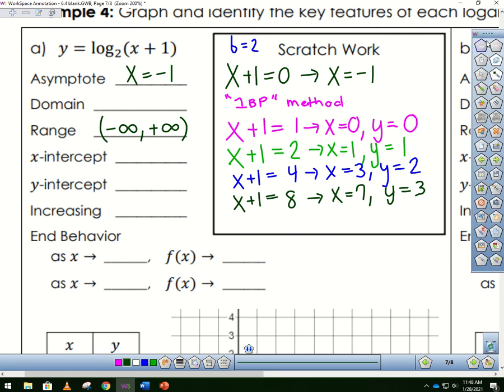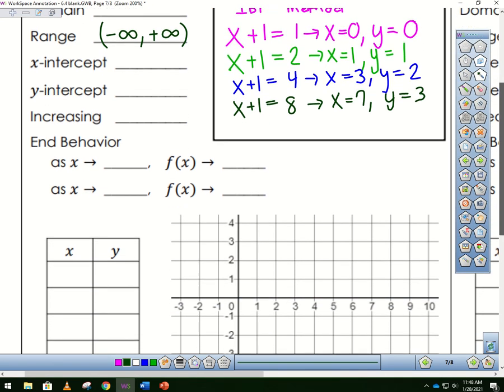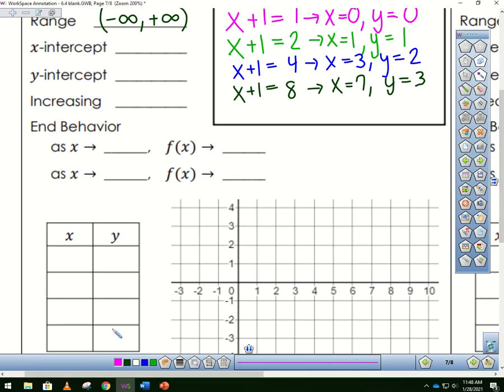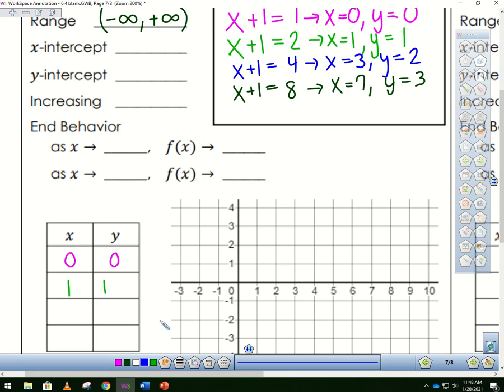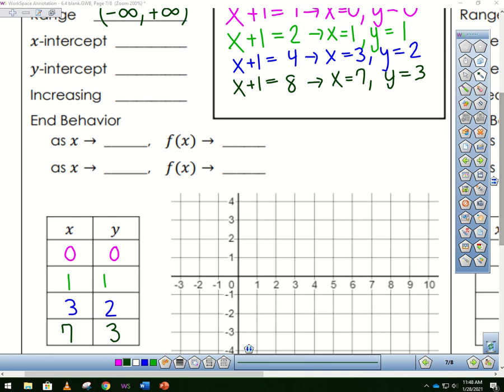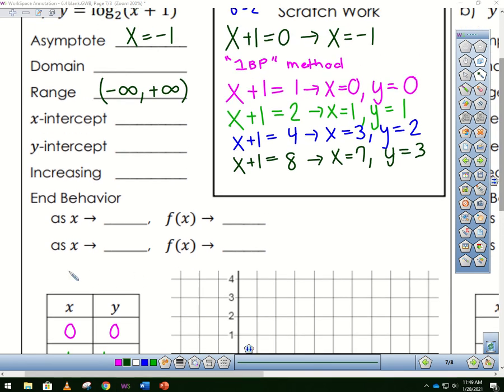Alright, so now that we have our table values, let's fill in our table. So we have 0, 0. We have 1, 1. And we have 3, 2. And we have 7, 3. We also have our asymptote. What did we find our asymptote to be again? X. Good. X equals negative 1.